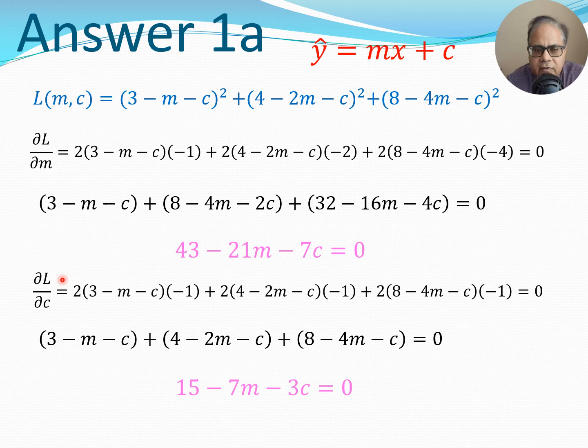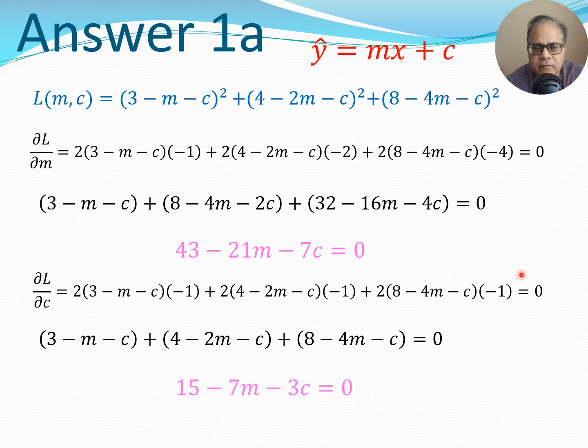Now similarly, I take the derivative of L with respect to c. This is actually simpler because in each case the derivative of the negative c term is simply minus 1 in all these three subterms. So the first term becomes 2 into 3 minus m minus c into minus 1. The next term becomes 2 into 4 minus 2m minus c into minus 1, and 2 into 8 minus 4m minus c into minus 1.